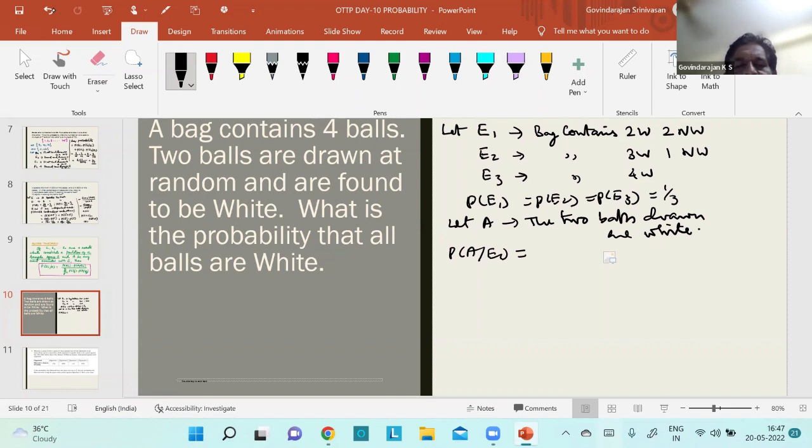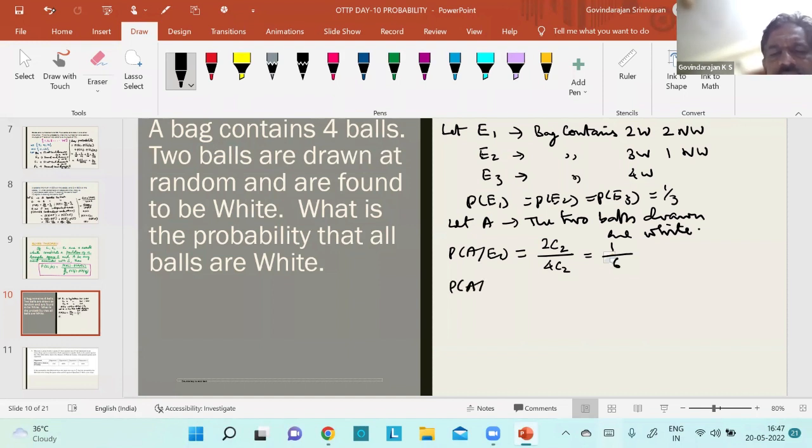So 2 white balls are drawn. That means 2 white balls are there, 2 are selected, 2C2, divided by, and then 4 balls are there, out of that 2 balls selected, that is 4C2. So 2C2 is 1, divided by 4C2, which is 4 into 3 by 1 into 2, which is 6. So 1 by 6 is the probability.